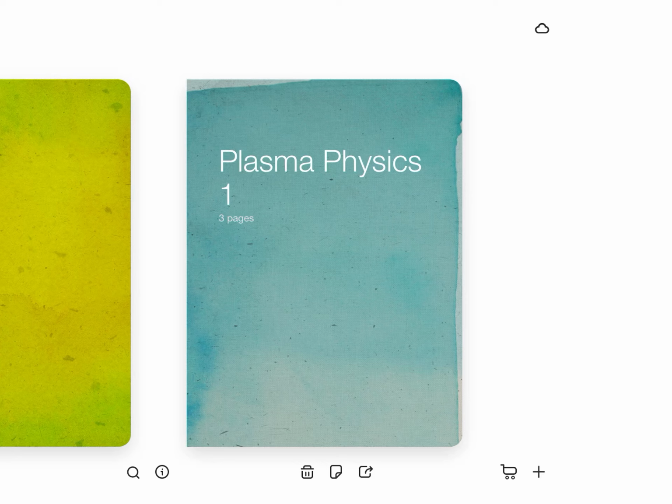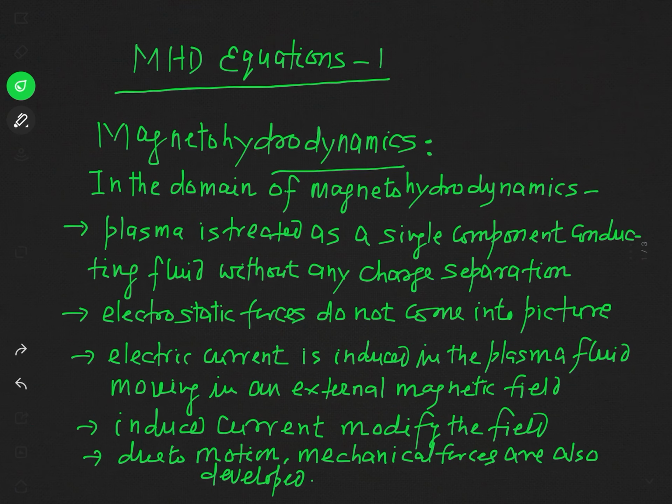Today in plasma physics we are going to start a new topic, called fluid description of plasma. This branch of plasma physics is also called magnetohydrodynamics. In magnetohydrodynamics we study a set of equations called the MHD equations. The full form is magnetohydrodynamic equations.